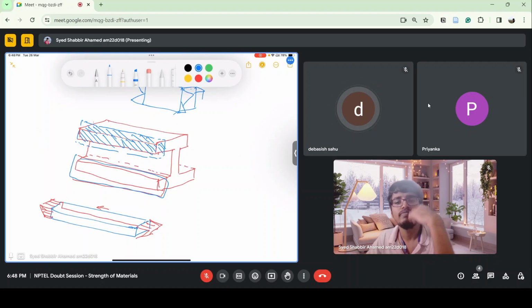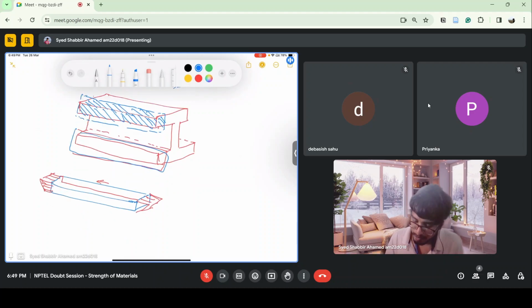That's what is in C section or in L section. In T section it is not produced because T section is also symmetrical, right? It has a vertical symmetry.